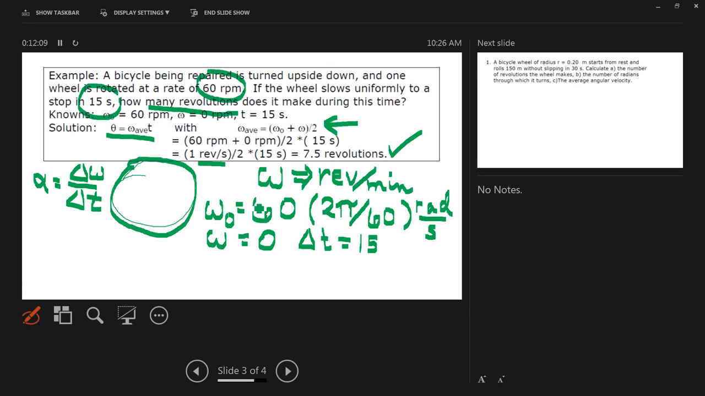So omega 0, notice the 60 cancels here and the 60 there, so in radians per second it is 2 pi, right? So that means omega average would be: omega 0 is 2 pi, omega final is 0, add them together, divide by 2, that means the average angular velocity is just pi radians per second.